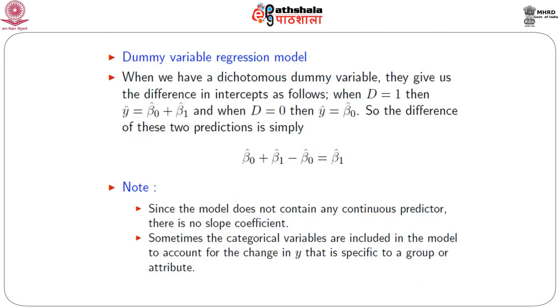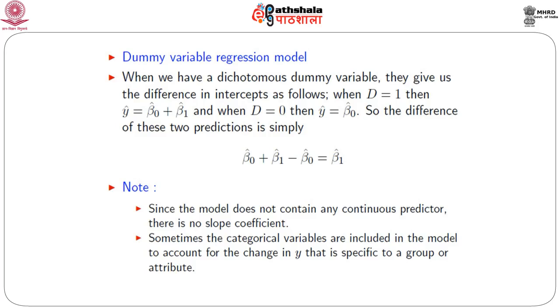So, when we have a dichotomous dummy variable, they give us the difference in intercepts. When d equals 1, we had seen yi hat equals beta naught hat plus beta 1 hat, and in case of d equals 0, y hat equals beta naught hat. So, the difference of these two predictions simply gives us beta 1 hat without the presence of any predictor variable.